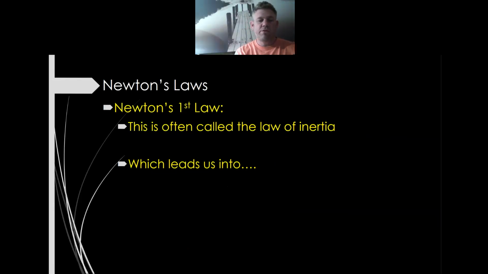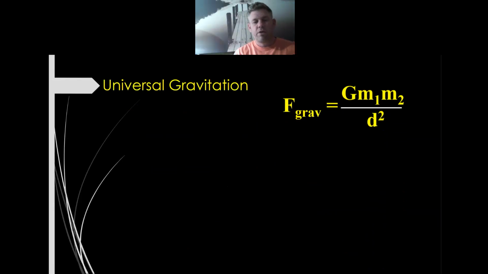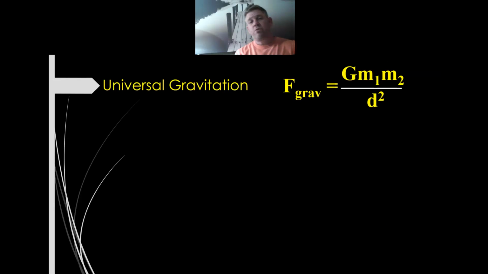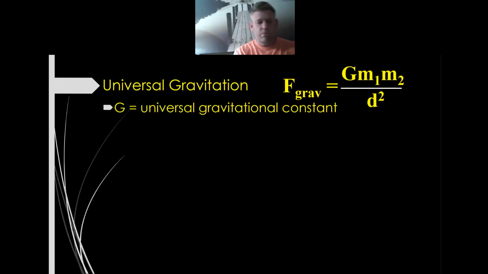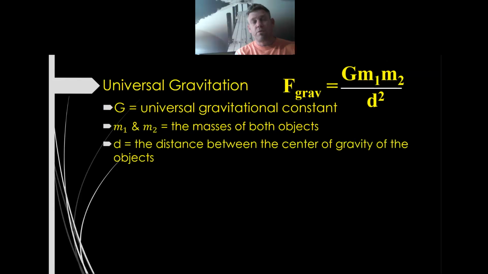So this leads us into a concept that we talk about as universal gravitation. Now, don't write down that formula yet. We'll talk about that formula a little later. So please don't look at that formula right now and get freaked out by it. Big G m1 m2 over d squared. All right. G is our universal gravitation constant. M1 and M2 are the masses of both objects, and d is the distance between the centers of gravity of these objects. Now, when we look at this formula, this helps us to explain how gravitational pull happens.